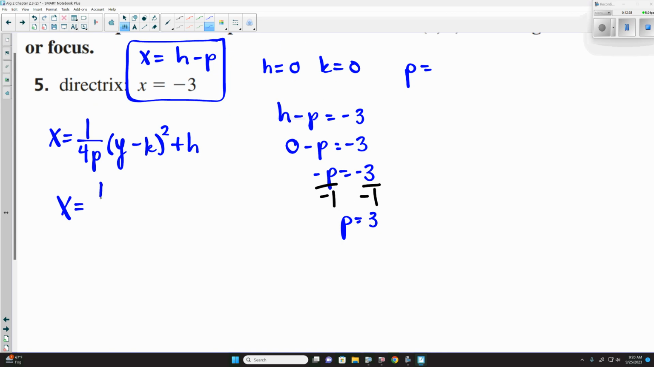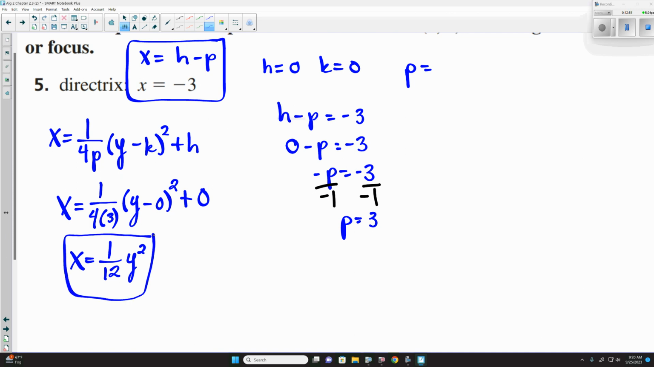So we're saying x is equal to 1 over 4 times 3, our value of p, times y minus 0 squared plus 0. And if we simplify down, our y minus 0 would just be y. We can square it, giving us y squared. Our plus 0 doesn't need to be written, so we get x equals 1 over 12 y squared. Any questions over any of this here? Any questions over anything we've done so far?